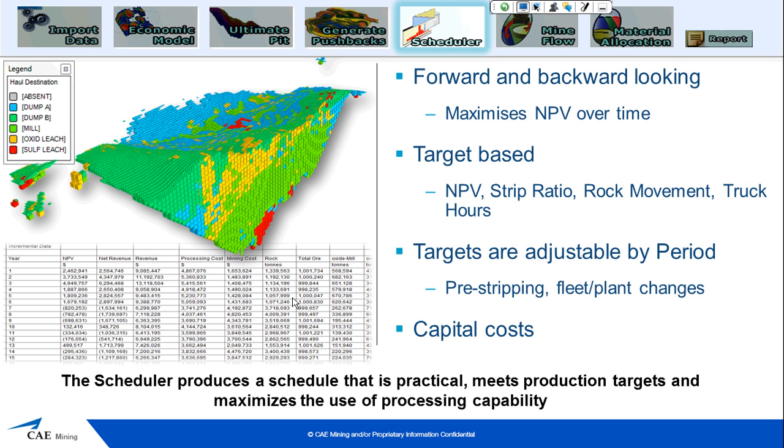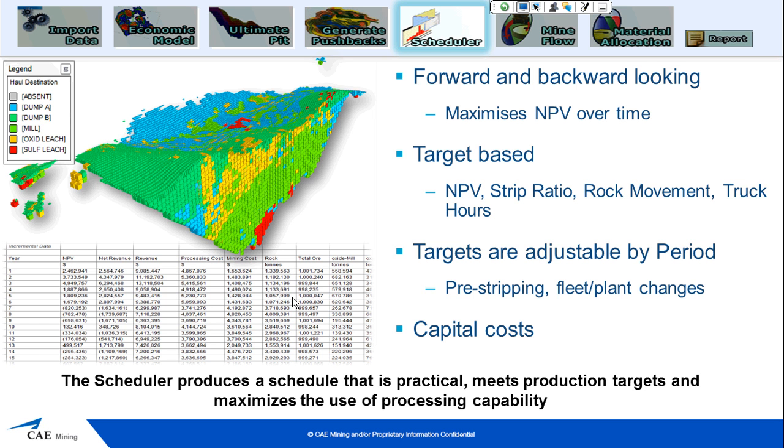Once we have our pushbacks, we can feed it into the scheduler. Our scheduler is forward and backward looking. It maximizes NPV over time, not just finding the maximum for each period before going to the next period, but it builds up a decision tree, and we are able to optimize not just on NPV, but on multiple targets. We can give the system as many targets as we want, but we do specify what is the primary target.